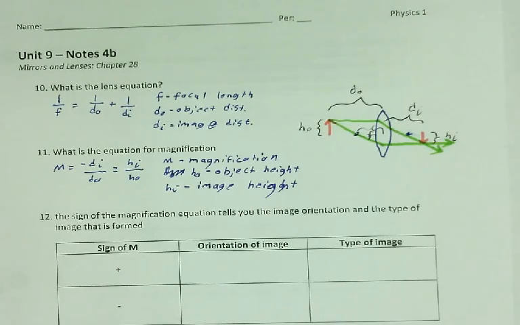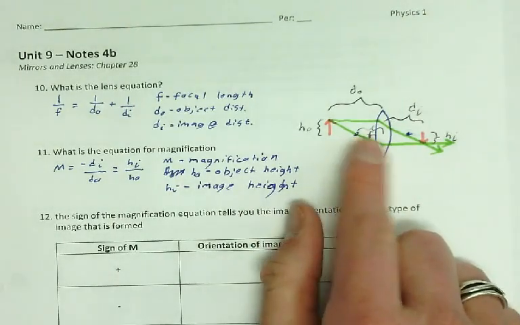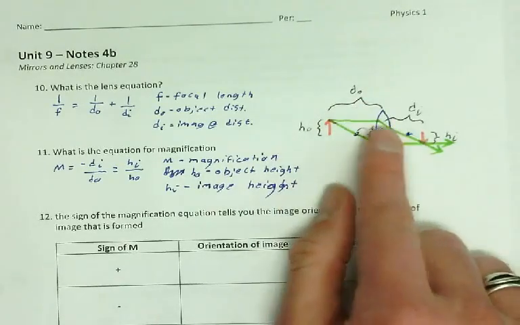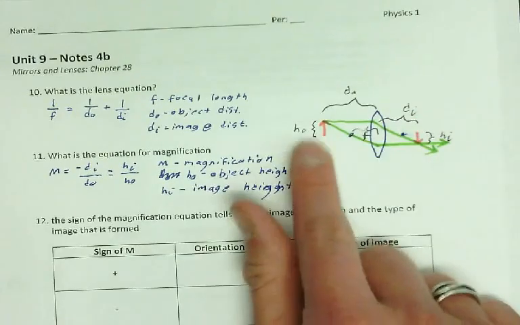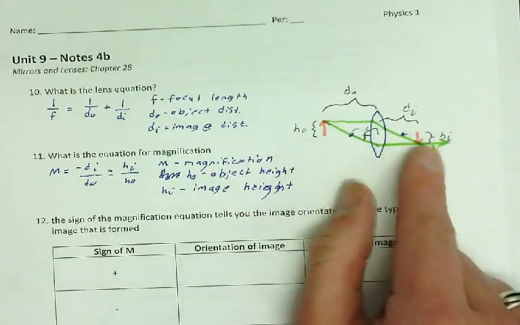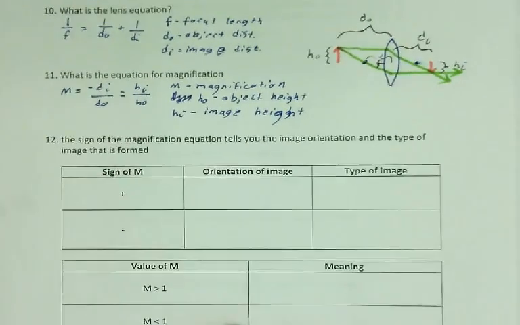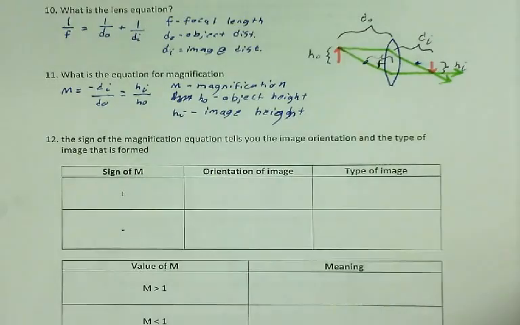So you got a focal point. That's the focal length, how far away it is from the lens. The object's distance away is dO. The image's distance away is di. The height of the object is ho, and the height of the image is hi. Okay? All right, so what do the signs and all this stuff mean?